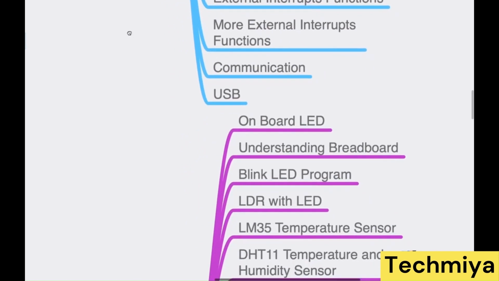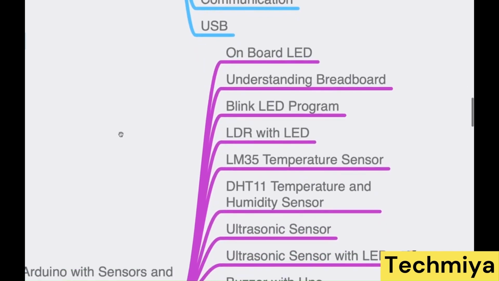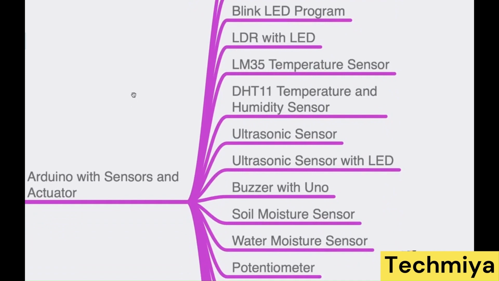Then coming to sensors and actuators with Arduino Uno. You'll be learning the first and foremost basic, the onboard LED. Then you'll understand how the breadboard works. Then we'll write a blink LED program. Then we'll have an LDR with LED. Then we'll see the temperature sensor LM35, then the DHT11 sensor, then the ultrasonic sensor. Then we'll integrate the ultrasonic sensor with LED.